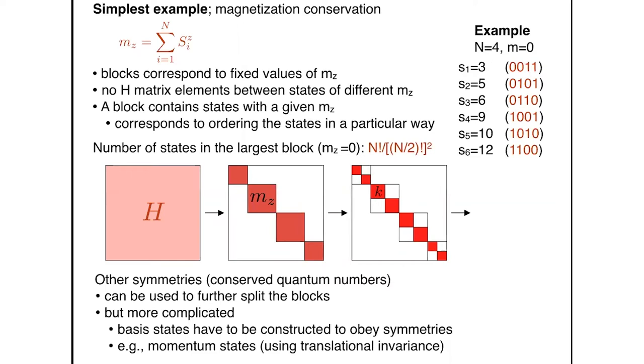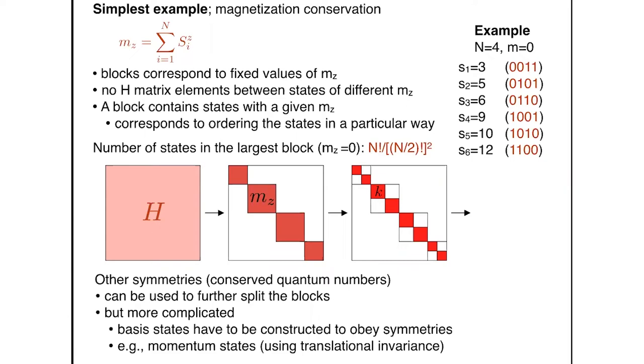So what can we do next? Well, another symmetry that often is used is when we put the system on a periodic lattice. We of course have some crystal momentum that we conserve, and that will break up these blocks into groups of states that have different momenta. But now it's a little bit more complicated. These basis states with a fixed momentum, you really have to construct. It's not just reordering of the states. These are not states with any fixed momentum. So I will tell you how to do that.